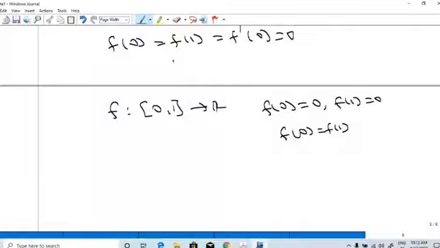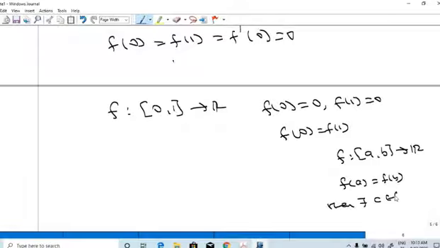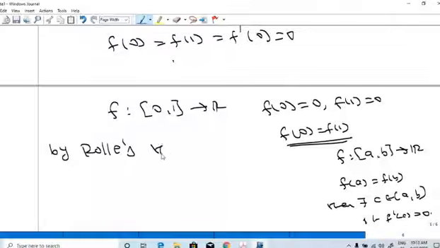Rolle's theorem says, suppose f is a function on the closed interval a comma b to R, continuous on the closed interval a comma b and differentiable on the open interval a comma b, and f of a equal to f of b. Then there exists c in the open interval a comma b such that f dash of c equal to 0. So this is Rolle's theorem. Now instead of a we have 0, instead of b we have 1. Therefore f of 0 equal to f of 1, so by Rolle's theorem there exists some c in the open interval 0, 1 such that f dash of c is 0.